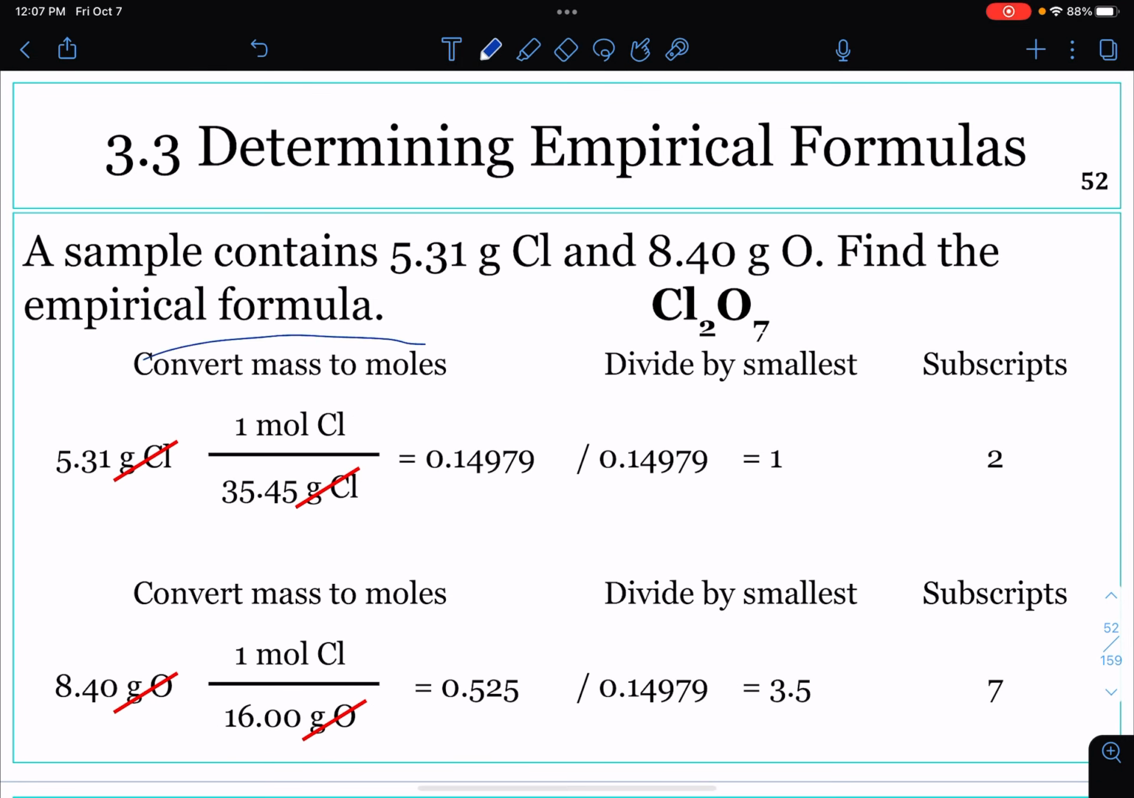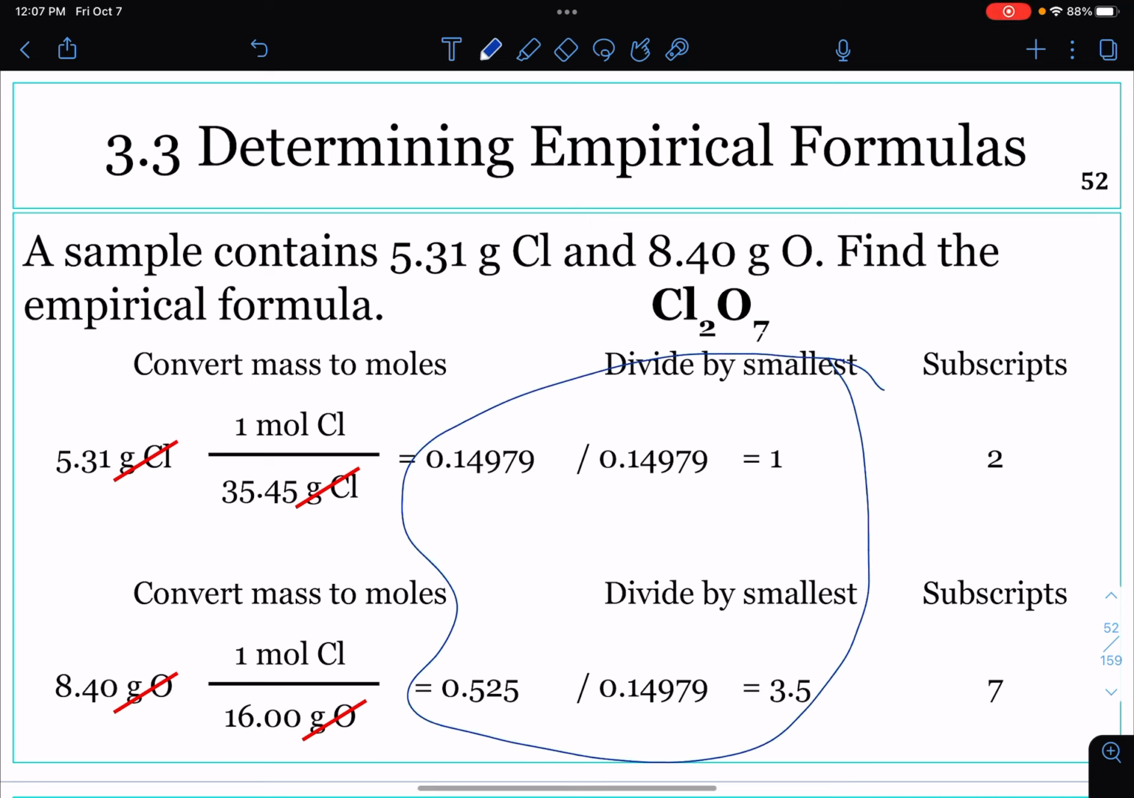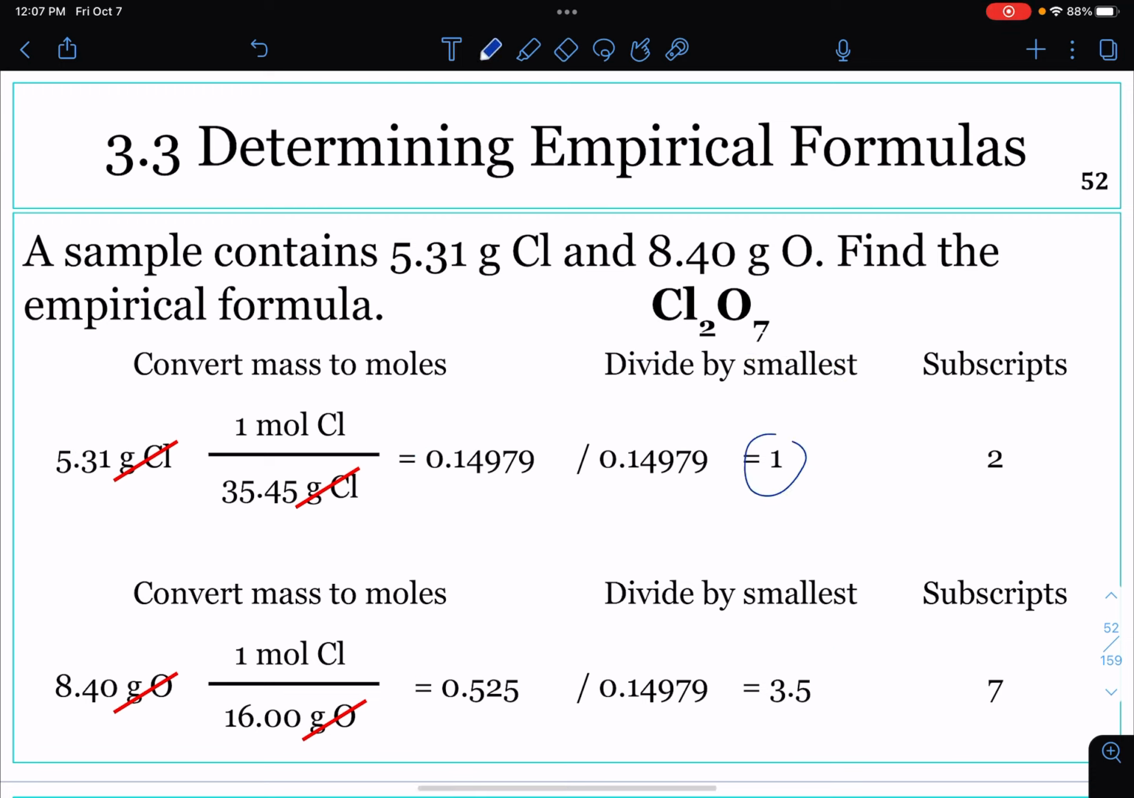And here are all of the steps spelled out. First, we need to convert from mass to moles for both of the elements. And then we're going to divide that mole amount by the smallest of the two of them. And then we need to turn our numbers here into whole numbers. So we have our subscripts 2 to 7.